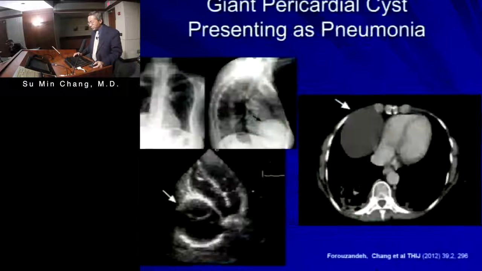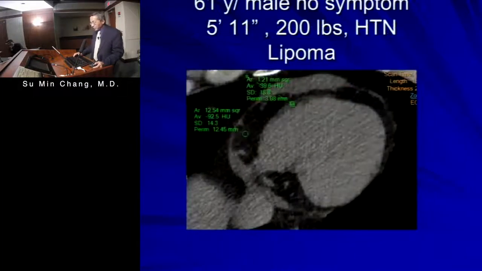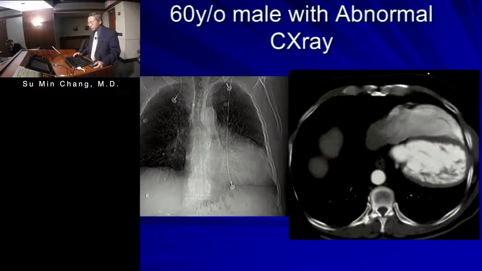I'm going to skip that and show you a case of a congenital lesion. This is a patient of mine, actually. I probably will never see this kind of case again. Abnormal chest x-ray. She came to me because of chest pain and shortness of breath.